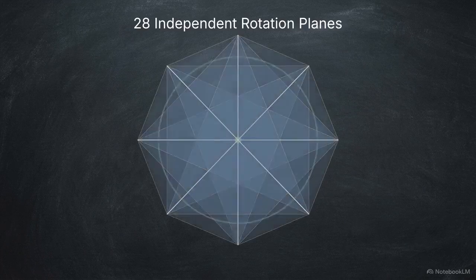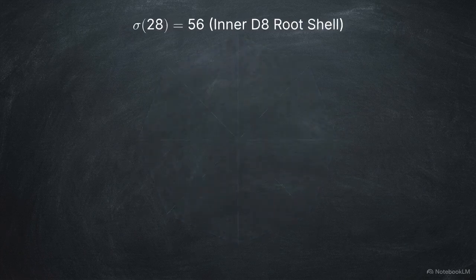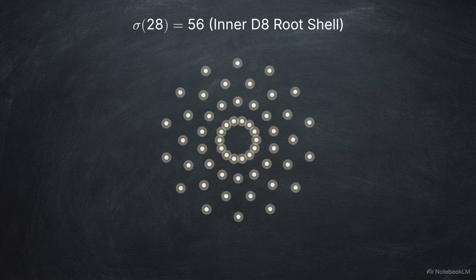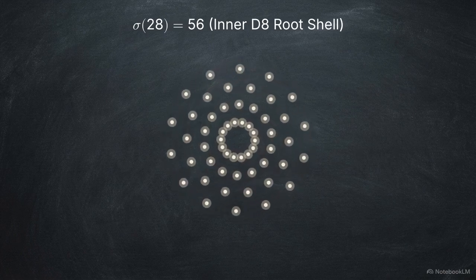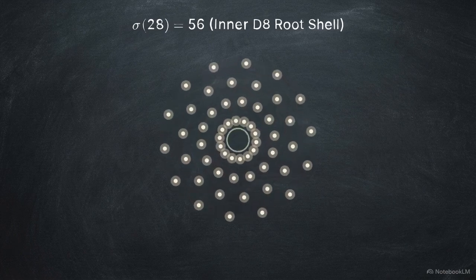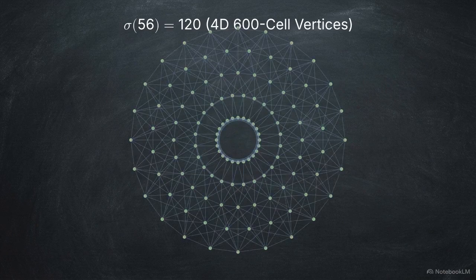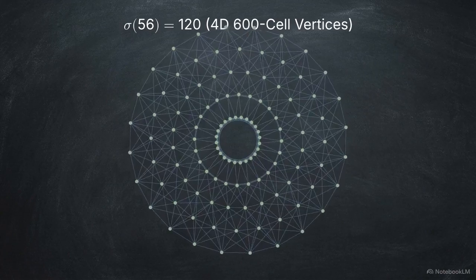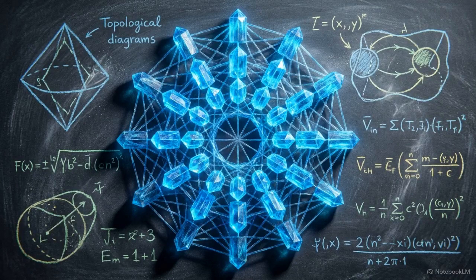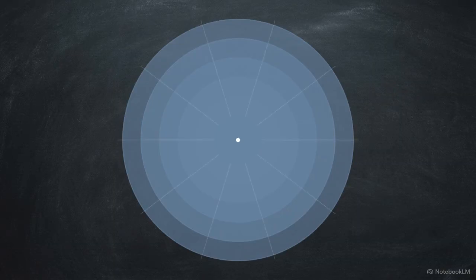Applying the divisor sum function to these planes yields 56, the exact population of the inner D8 root shell. The next step in this mathematical chain yields 120, forming the 120 geometric vertices of a 4-dimensional 600-cell. This iterative process generates the structural constants of the E8 lattice, reaching full symmetry at 360 degrees. The result is a rigid, palindromic structure composed of 6 topological shells.